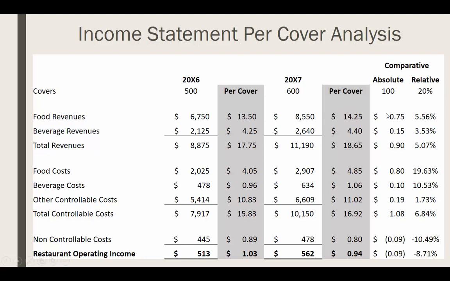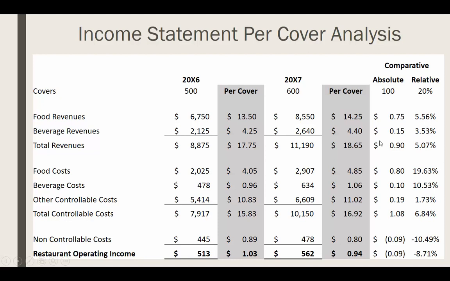Then I would do my absolute change. So my $14.25 for food revenues for this current period minus last year's per cover for food revenues. So I'm up 75 cents, which is a 5.56% increase. We're still using the relative calculation where we go our absolute change divided by the previous year. Okay, so the previous period we're looking at. So absolute change divided by previous or last year, whatever you want to call it, previous period in this case, would give us the 5.56% increase.